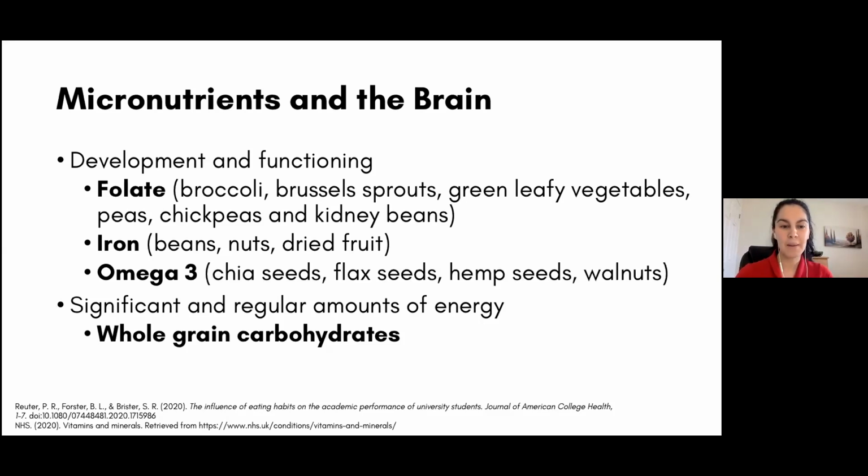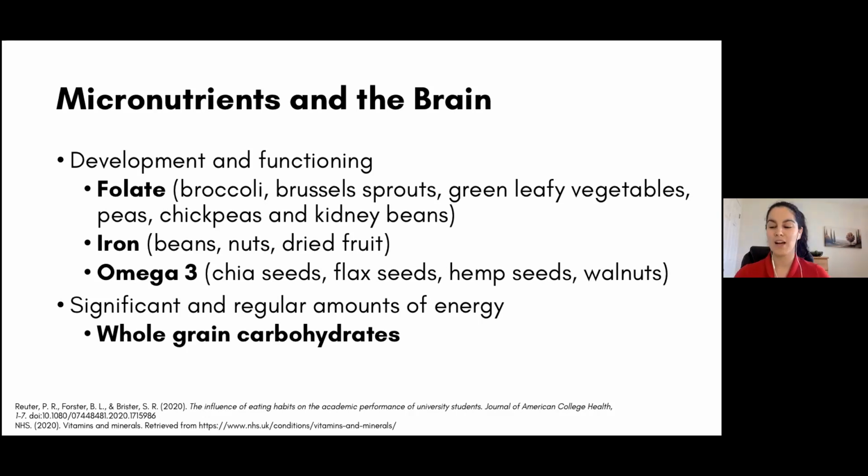And with omega 3, we can see that chia seeds, flax seeds, hemp seeds, and walnuts are great sources of omega 3. And the reason why omega 3 is important to consume is because our body cannot generate it itself. So we have to be consuming it from our diet. As well, we recognize that our brain, although it's rather small, just 2% of our body mass, takes up about 20% of the energy. So we need to fuel our brain with a lot of energy so it will continue to function.